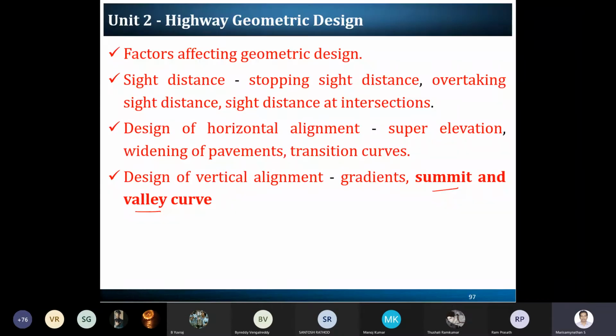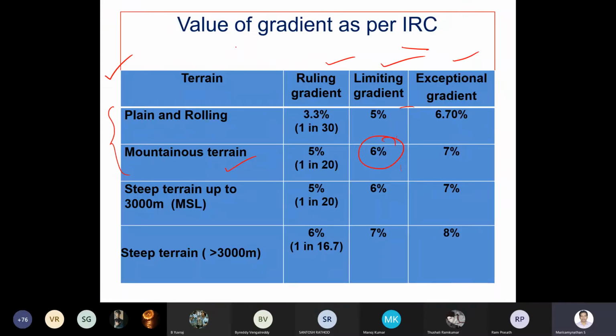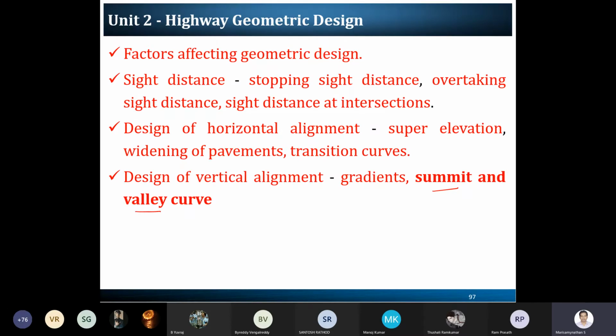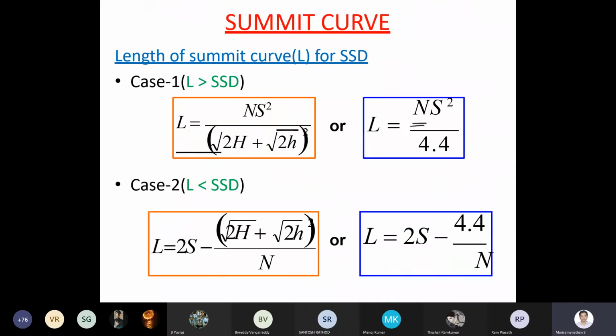So in continuation of yesterday, we were discussing vertical alignment, the valley and summit curve, what the role of gradient is, and what design criteria we have as per Indian Roads Congress. In continuation of that, in the last portion, we can see some small problems related to how to design the summit curve and the valley curve with respect to the different criteria. In one way, we have to identify the length of the summit curve, and the main deciding factor of the summit curve is stopping sight distance.